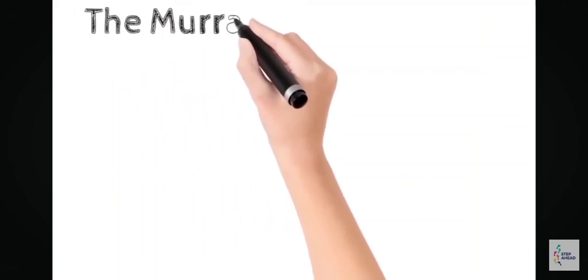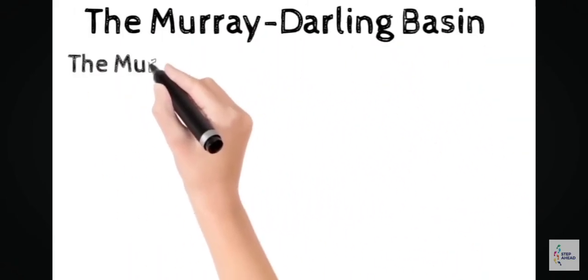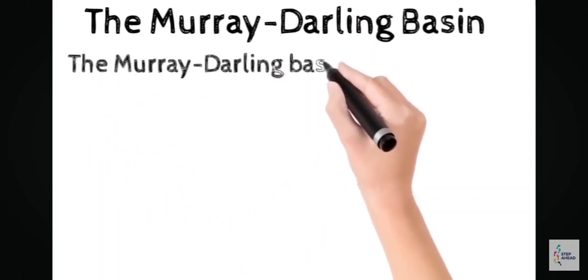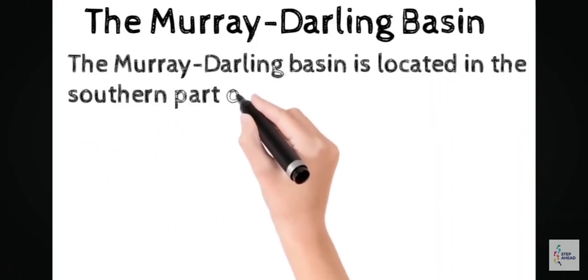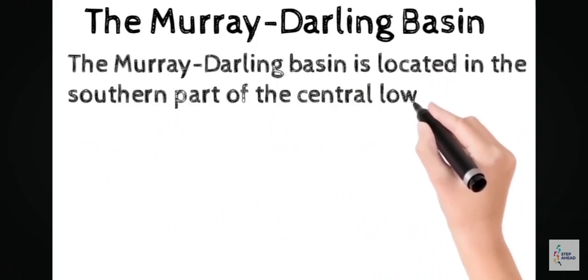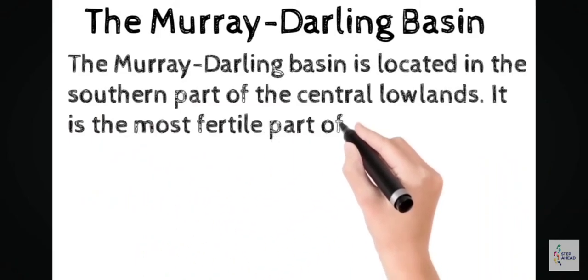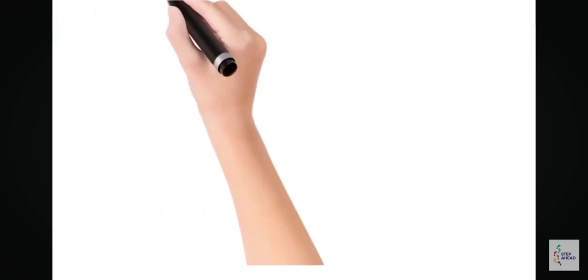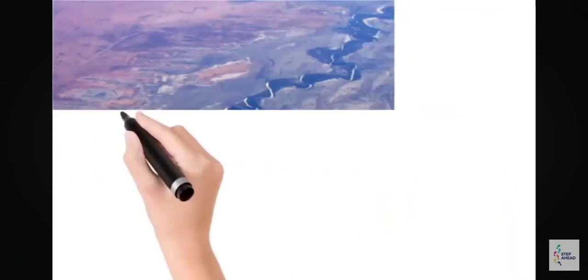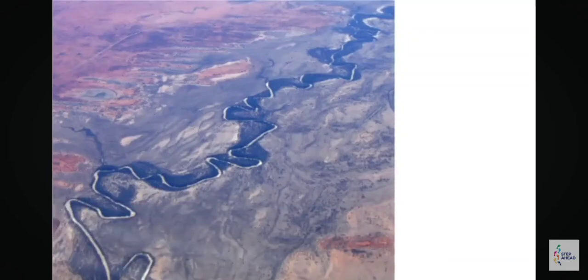The Murray-Darling Basin. The Murray-Darling Basin is located towards the south of the central lowlands. It is the most fertile part of the whole Australian continent. The picture now coming is of the Murray-Darling Basin.